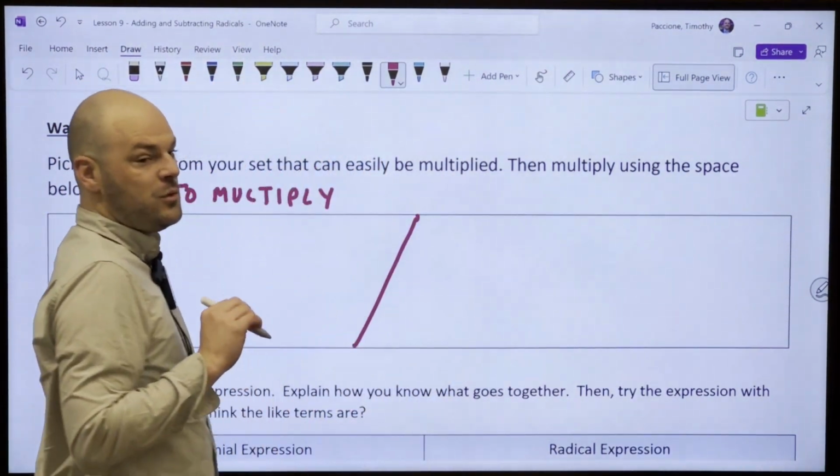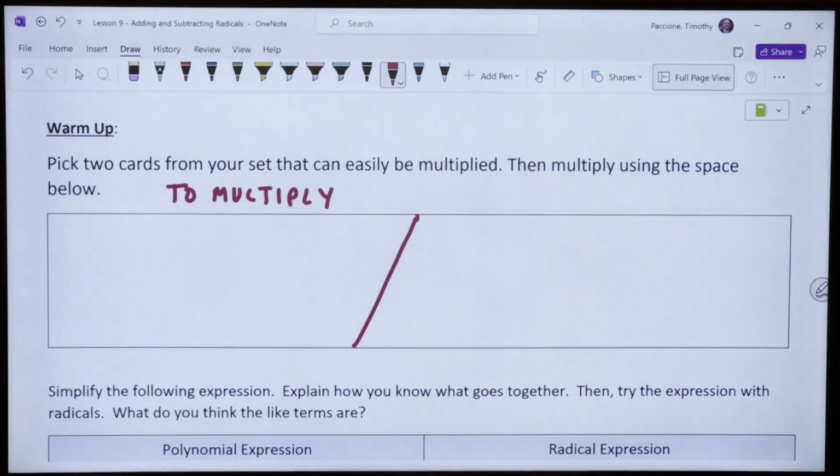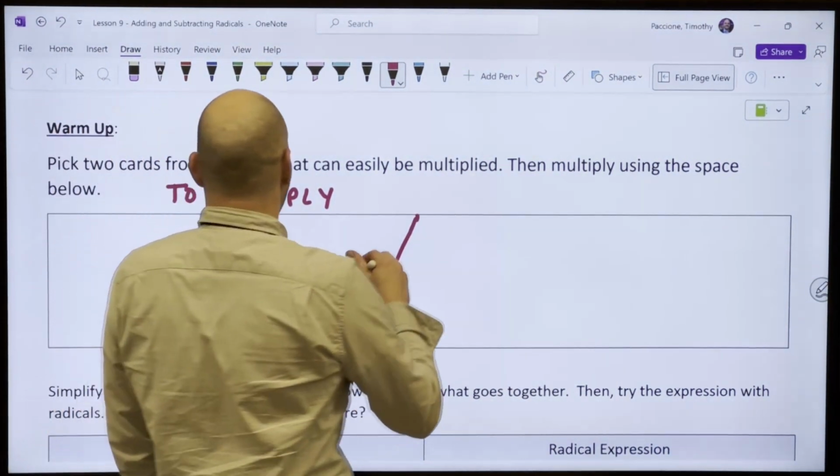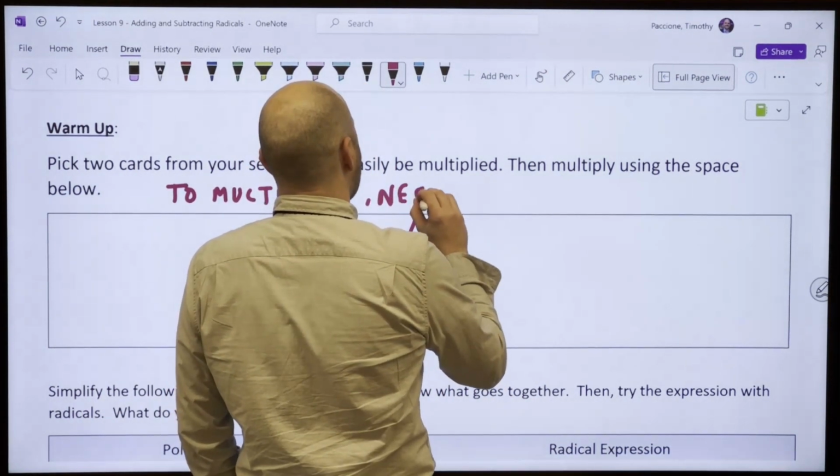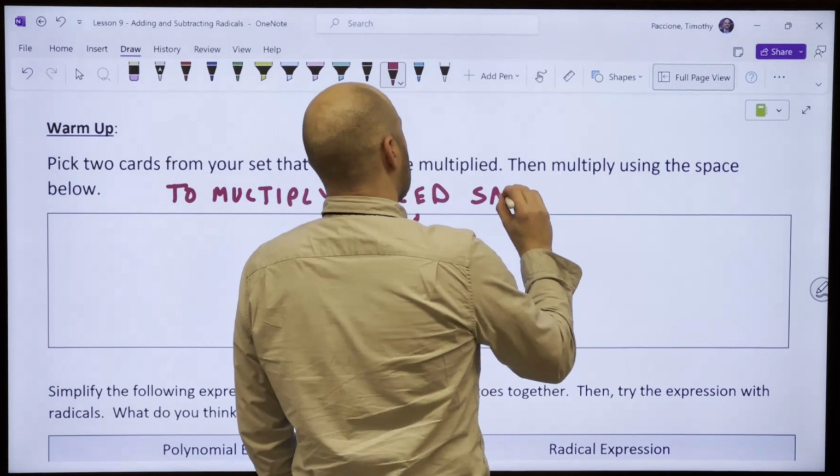The thing is, the word radical, the word root, the word radicand, they're all different things. We'll talk about that a little bit more today. To multiply, you need the same root.